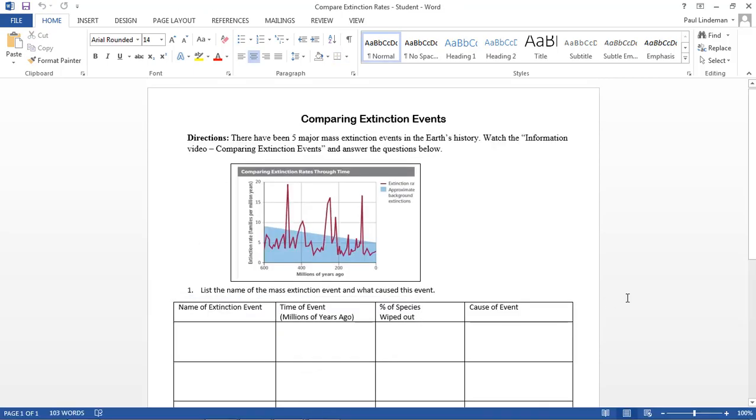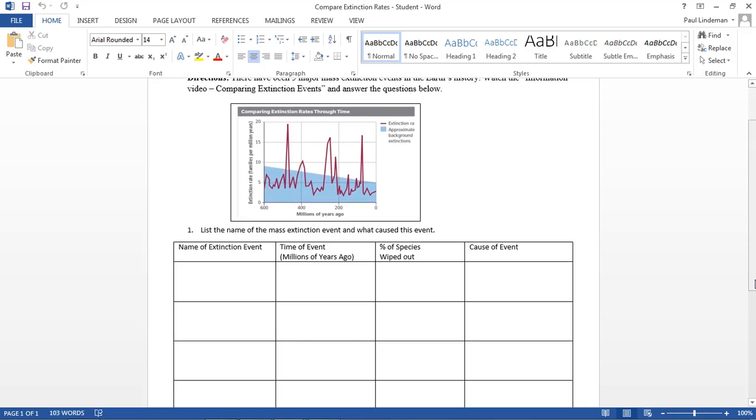Here's what the assignment looks like, and what we are going to do is look at this graph here and get some information that we're going to write down here. The information is for each of these 5 major extinction rates. We're going to write down the name of the extinction, the time when it happened, the percent of species wiped out, and the cause and effect.